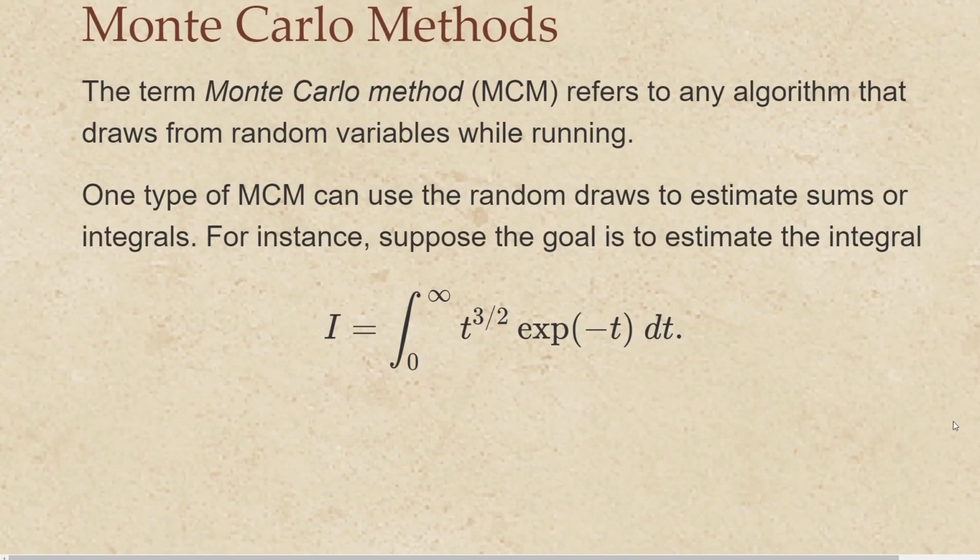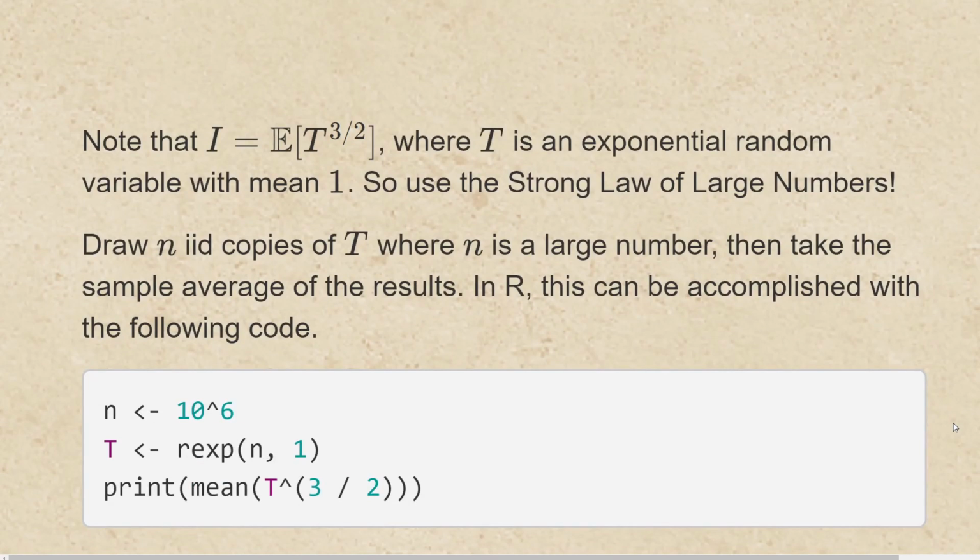Now the term Monte Carlo method refers to any algorithm that draws from random variables while running. One type of Monte Carlo method can use random draws to estimate sums or integrals. For instance, suppose that the goal is to estimate the integral I, which is the integral from 0 to infinity of t to the 3/2 power times the exponential function applied to negative t. Well, note that capital I is the mean of T to the 3/2, where T is an exponential random variable with mean 1. So we can use the strong law of large numbers.